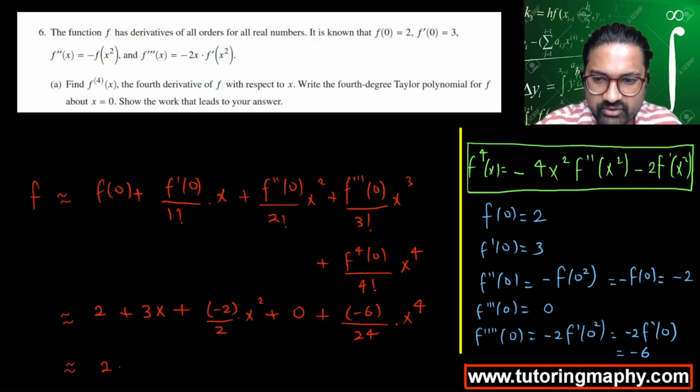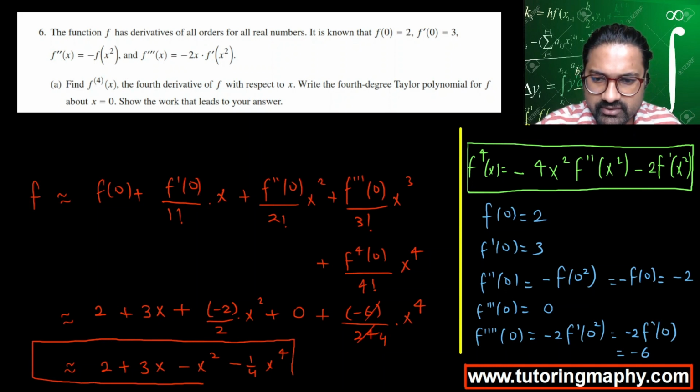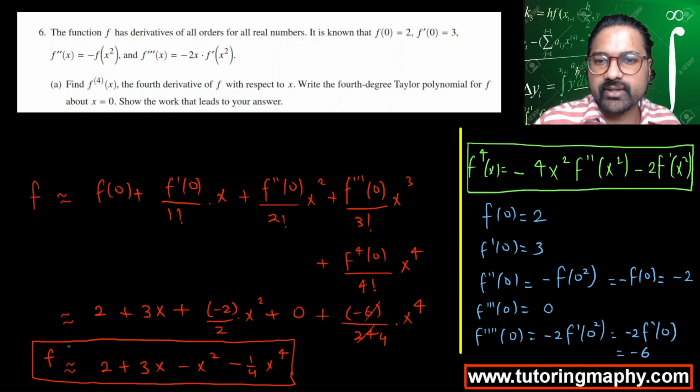Finally, its value comes out as 2 plus 3x. Negative 2 over 2 is just negative 1, so that's negative x square. And negative 6 over 24 is negative 1/4, so negative 1/4 of x raised to 4. I hope this is the correct answer. Let me know what you think about this in the comment section. So this is the approximate function f using the Taylor polynomial.